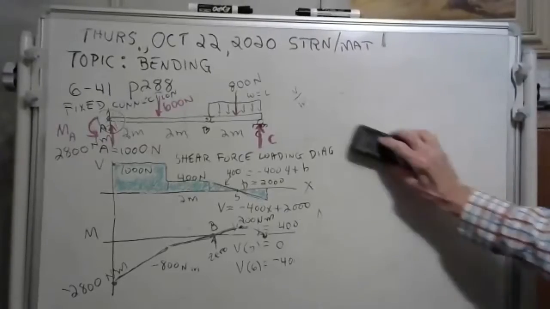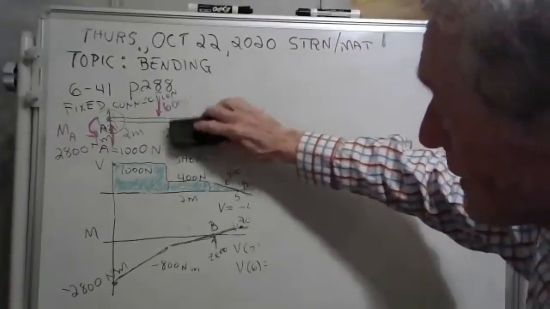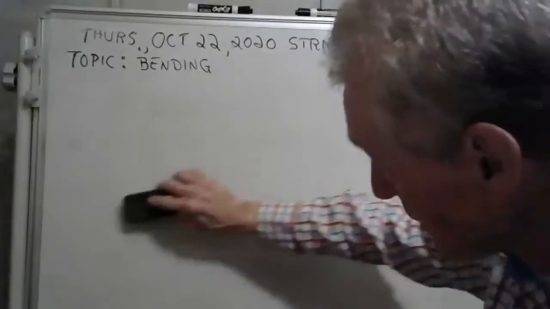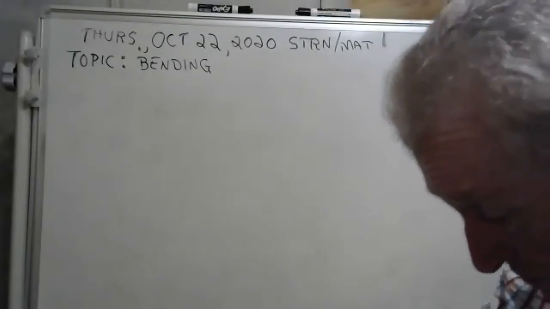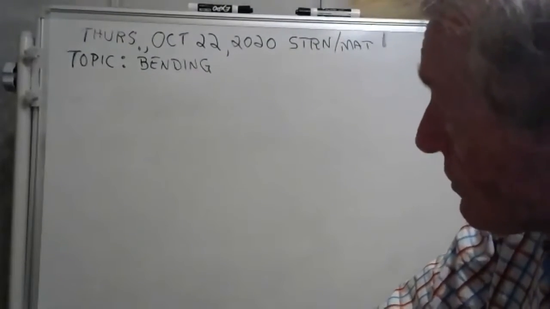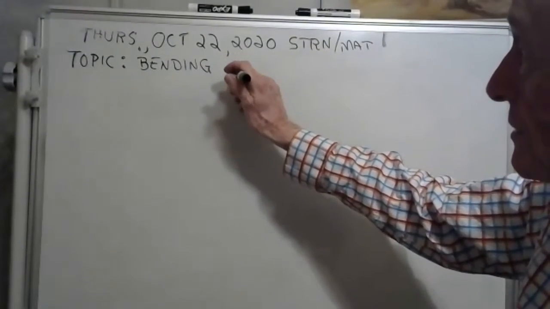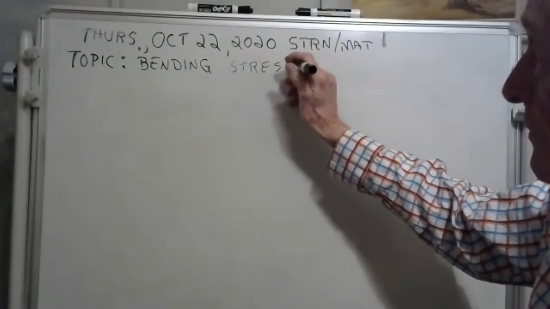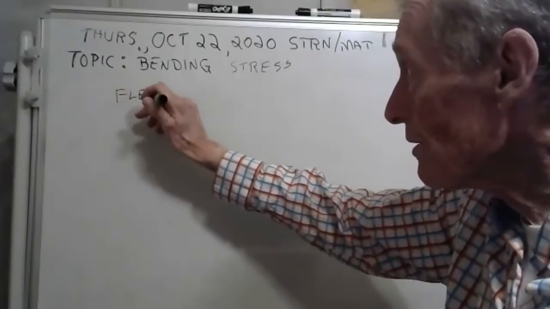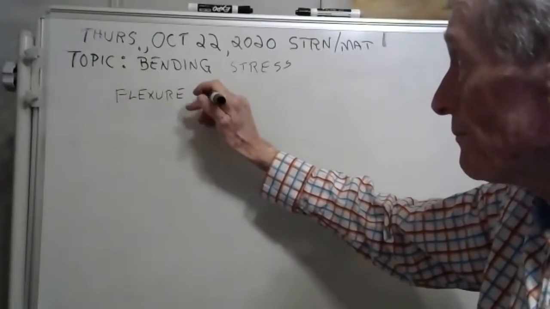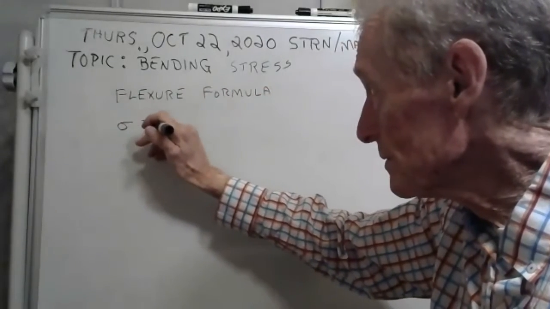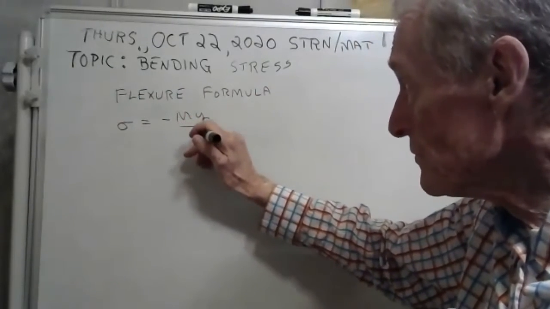Now, the topic today is bending. What we've been doing is bending moment loading diagrams and shear force loading diagrams. We've been doing both of them. But the topic right now is bending stress. The reason why we have these diagrams is so that we can find the stress. Now, there's a thing called the flexure formula, and I want to show you where it comes from. It goes like this. Ta-da, and that's it.